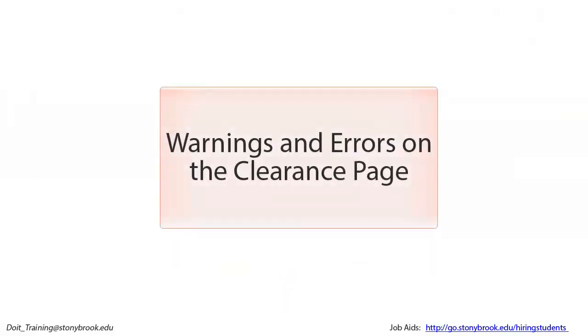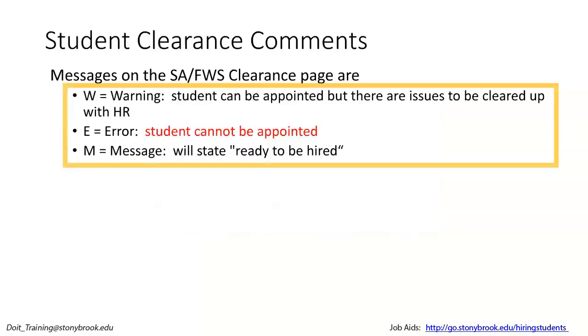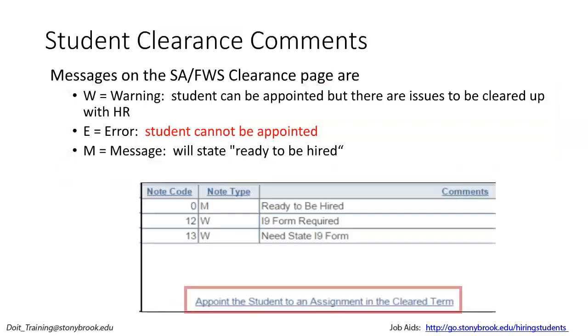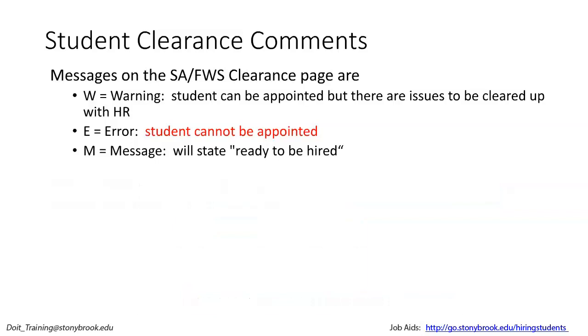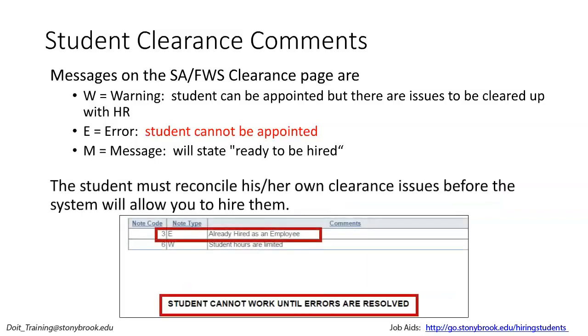Let's discuss the warnings and errors you might see when clearing a student. There are 3 types of comments you will see when clearing students: warnings, errors, and the message ready to be hired. The appoint link will appear anytime the message ready to be hired is posted. Warnings do not prevent you from appointing the student. You will see the appoint link as long as there are no errors. Errors mean the student cannot be cleared at this time. Students must reconcile their own clearance issues before the system will allow you to hire them.